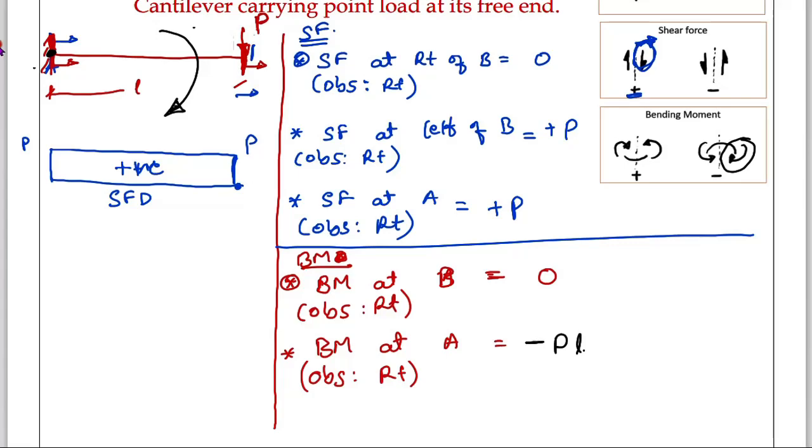Now we'll draw the diagram. This is point A. This is point B. Draw one reference horizontal line. Then at this point, bending moment at A is 0. Then at B is 0. Then bending moment at A is minus PL. Therefore, this is P into L.